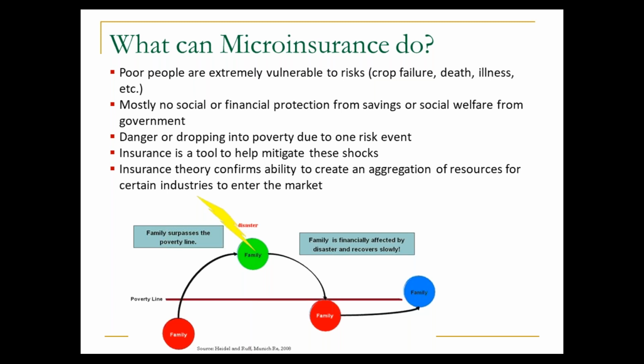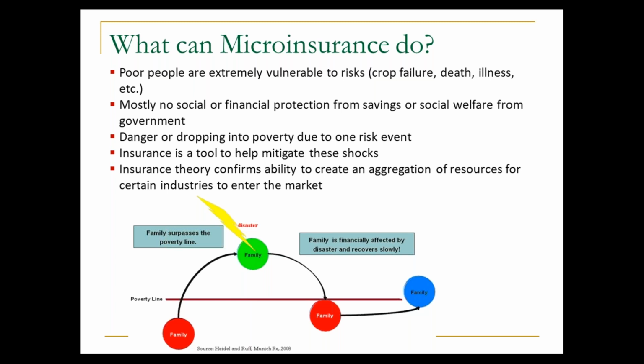If you look at the bottom of that slide, you can see there's a graph there. Somebody's maybe living in poverty, and they're able to work themselves out of poverty, and then all of a sudden a disaster strikes, and they could fall back into poverty again. So microinsurance can help stop them from going back into that situation.